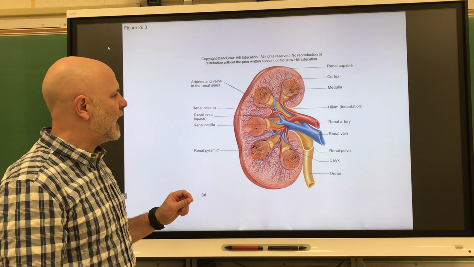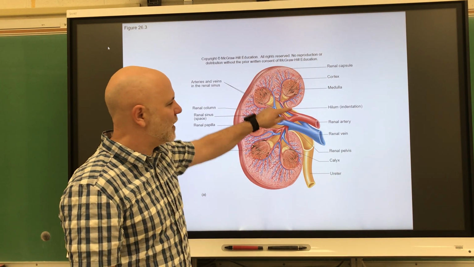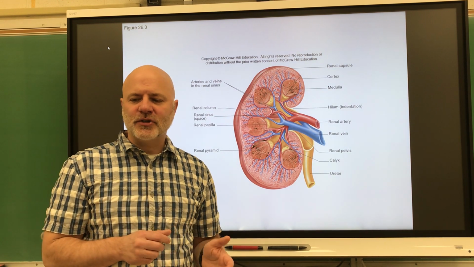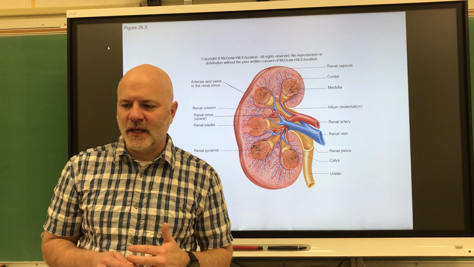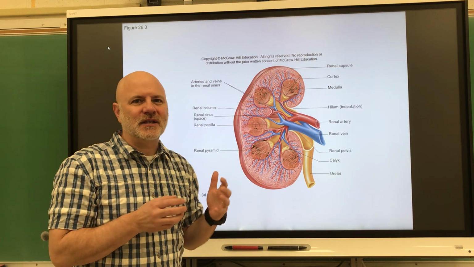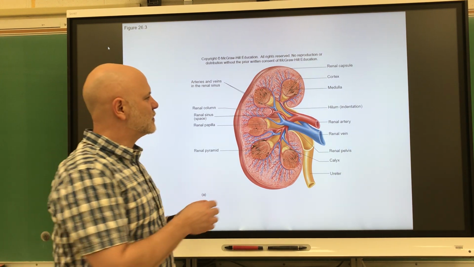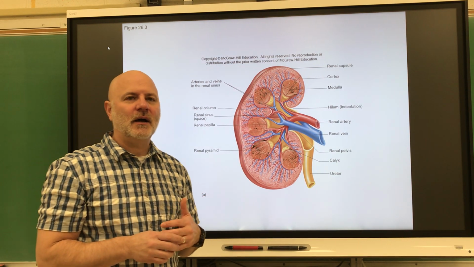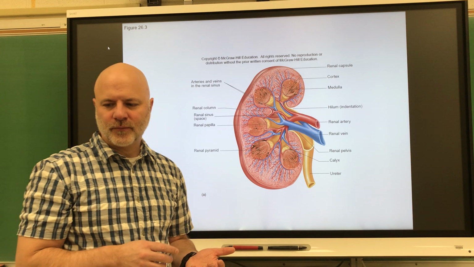The first is the renal hilum. That's this area right here. This is a concave curvature in the medial side of the kidney, and it essentially is the opening of the kidney. This is where blood vessels, the ureter, and nerves enter into the kidney.